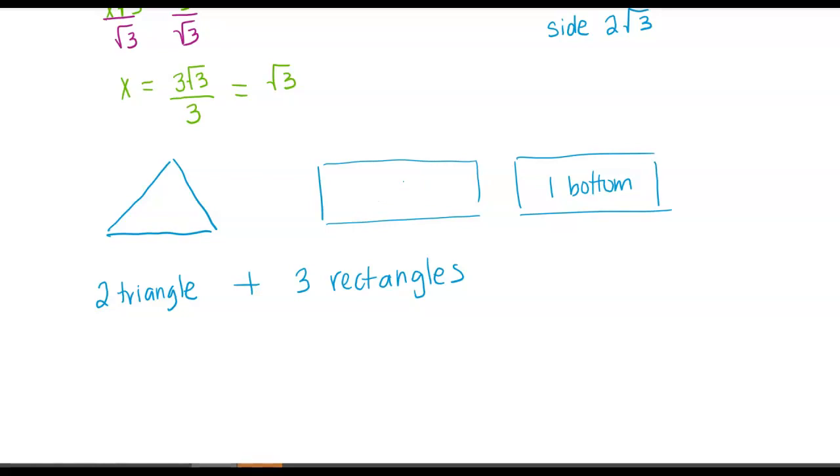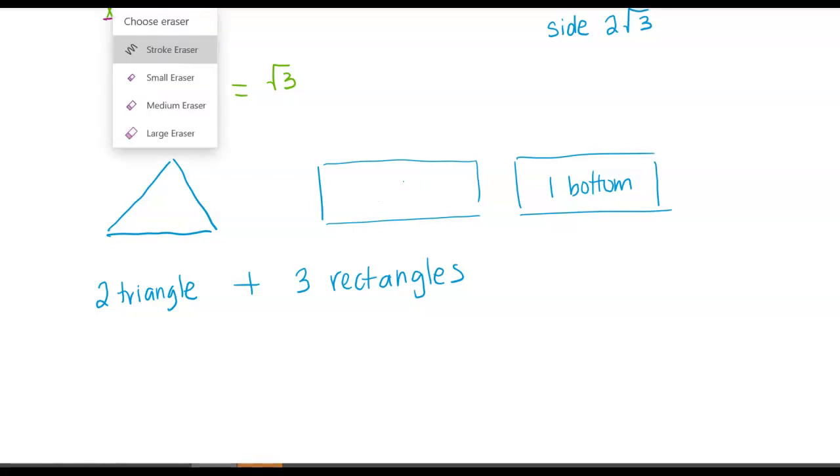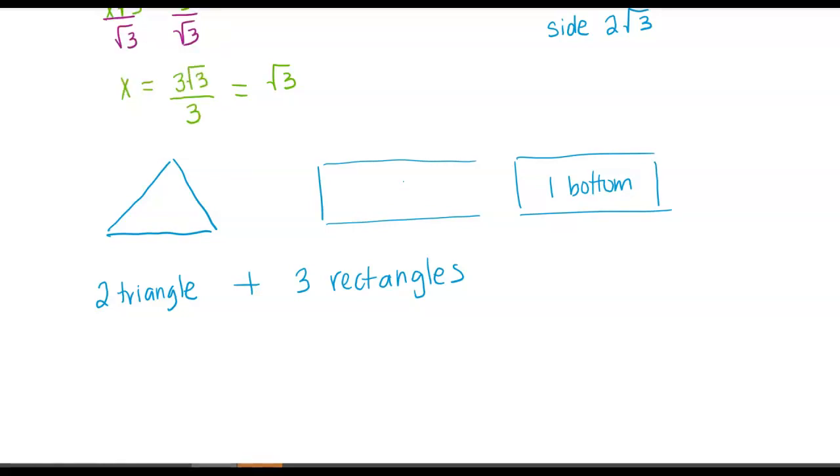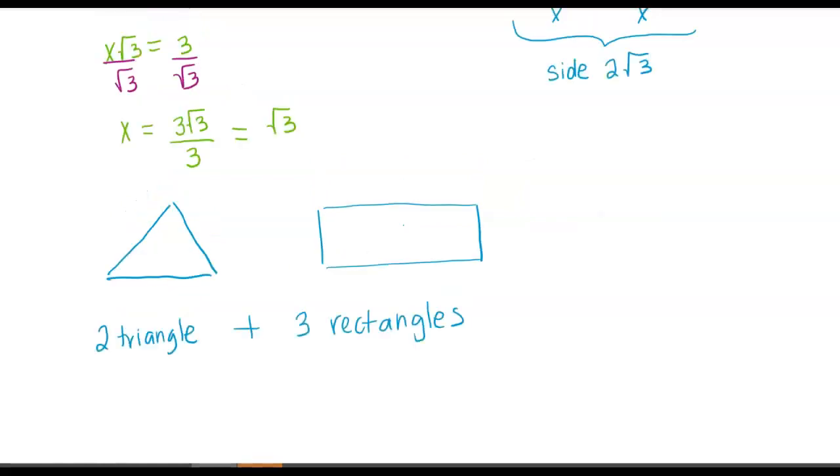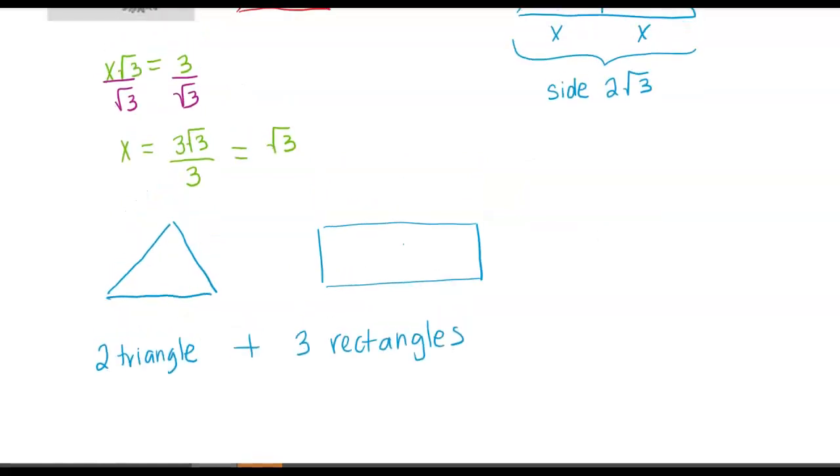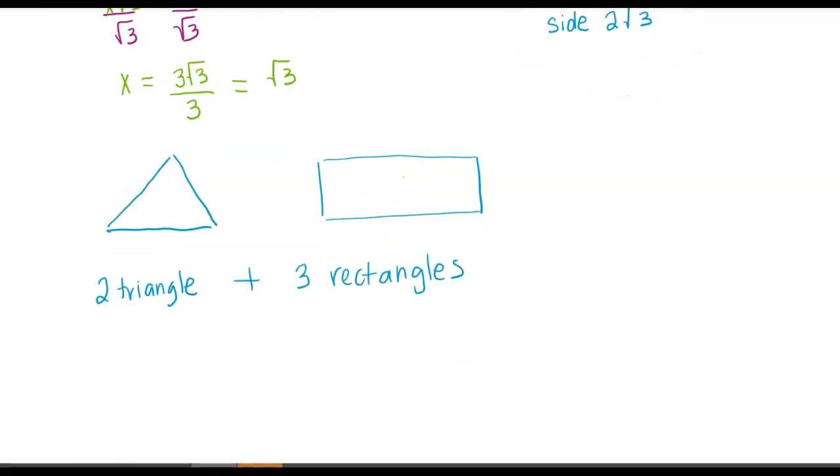Oops, erase this. I'm going to draw a better rectangle. I don't like how that is. Okay. And then I know that the base of this triangle is 2 square root 3. That's what I found above. And the side of this is going to be 2 times the square root of 3. This is what we're trying to solve for, the length. And we know the height of this is 3.